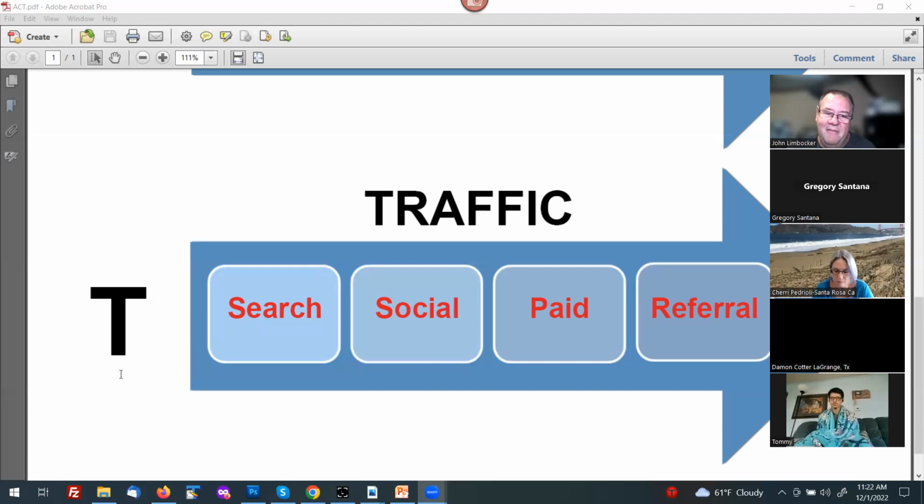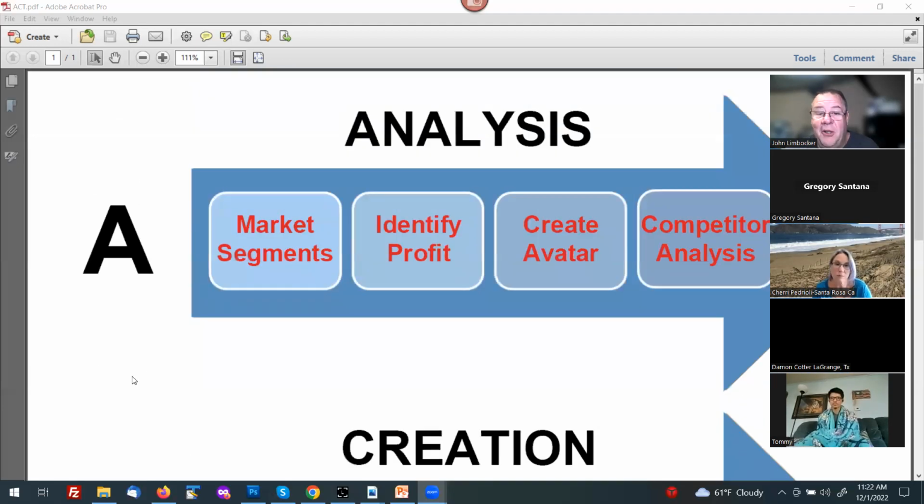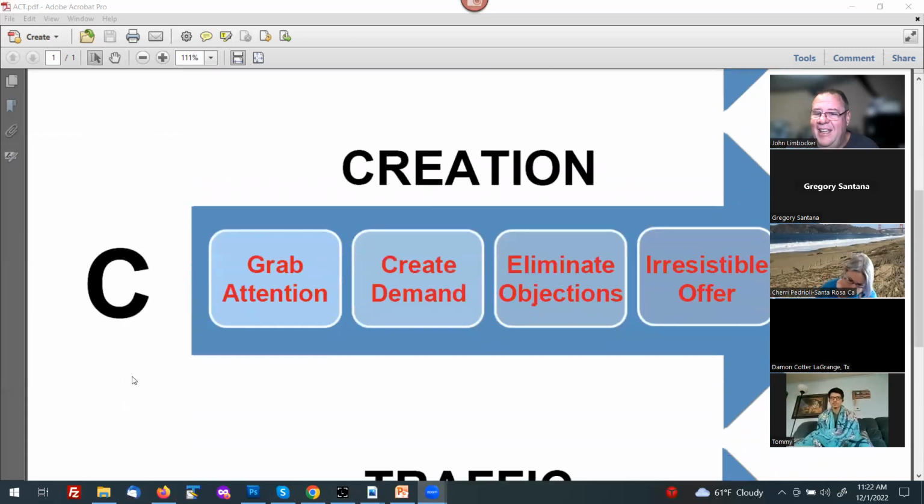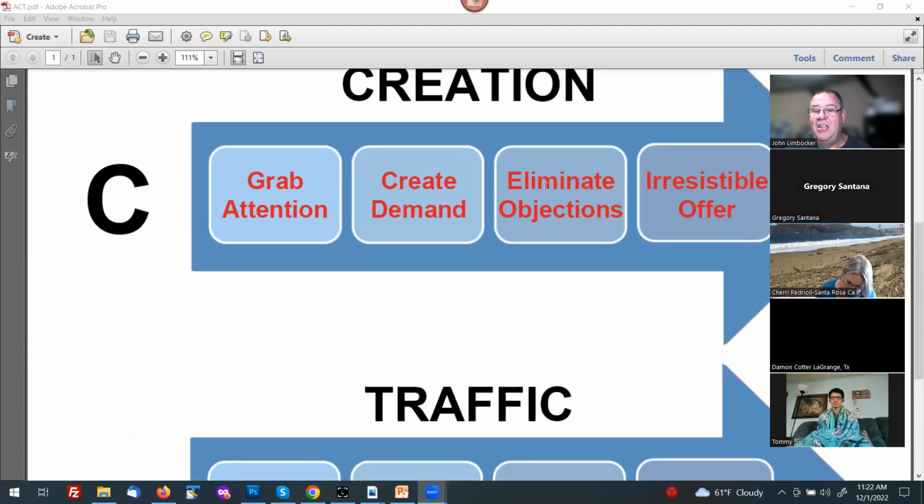So that's in a nutshell, that's kind of the overview of what ACT is. The ACT method, protocol, whatever you want to call it. It came right out of the ad agencies. It's how they do it. And I've gone through in the training, there's a ton of videos. There's videos on each step of the process. And I actually break down formulas. Like when it comes to the elimination of objections, I have a formula for that.